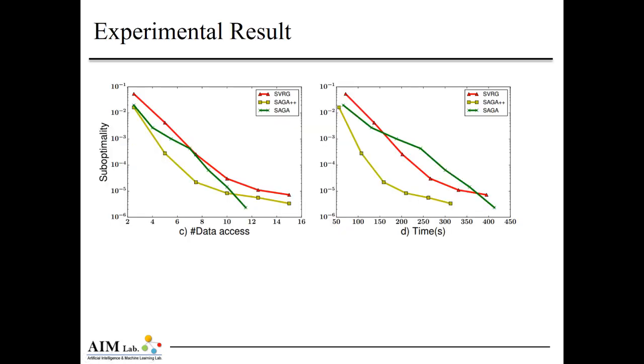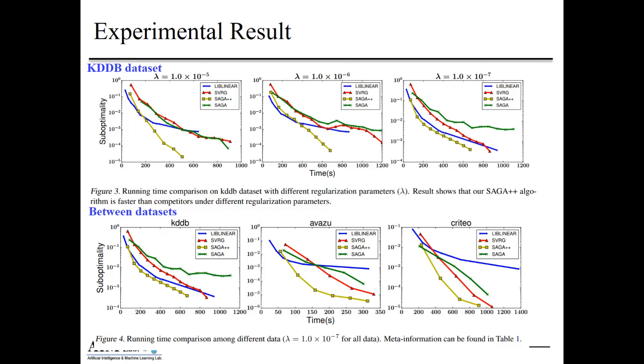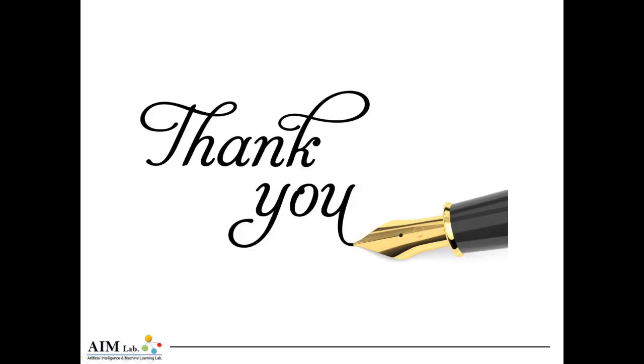Experimental results in terms of data access show that Saga++ yellow line is larger than Saga green line. But in terms of running time, Saga++ is the best. The experimental result from KDDB dataset with different hyperparameter lambda and between datasets also show that Saga++ yellow line is the best in terms of running time. Thank you for your attention.